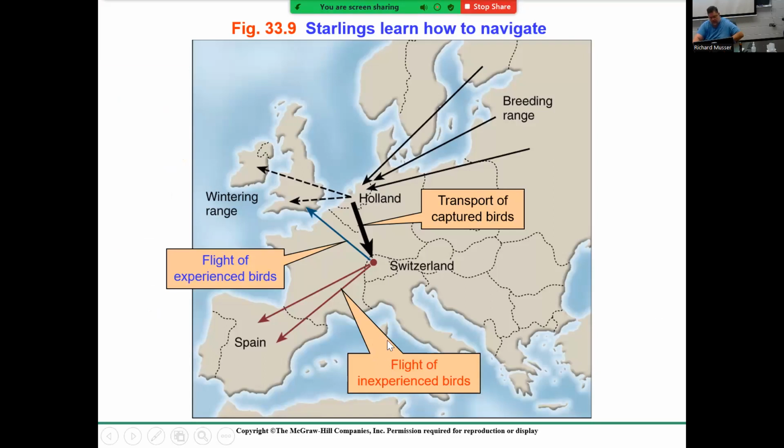So for example, they're showing starlings learn how to navigate. If they transport captured birds down to Switzerland, experienced birds will fly back in the direction they came from, apparently, while inexperienced birds will fly down to Spain or something like that. So apparently learning is involved in this.